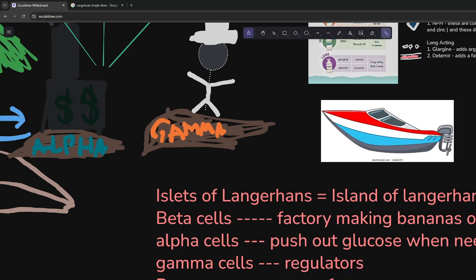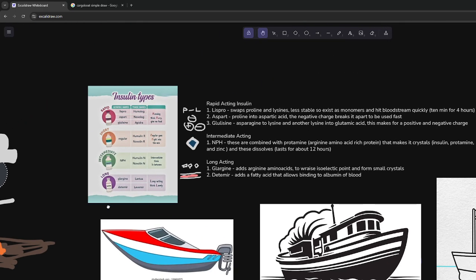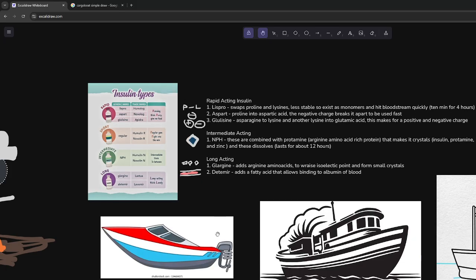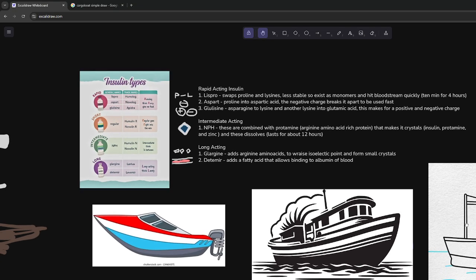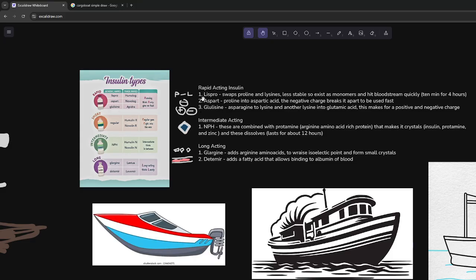So you could think of rapid acting insulin as a speedboat, and on the other side of that, you could think of a cargo ship. One's really fast and one's really slow, but the slow one carries more that you could use. So just some high yield: these are about the top six types of insulin used, but the main categories are rapid, intermediate, and long.